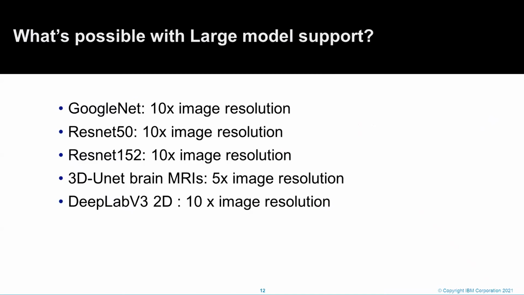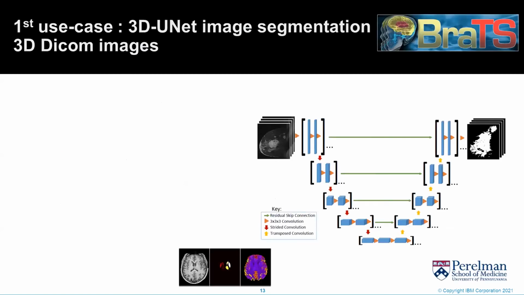So it allows you to handle a higher resolution. You can see some numbers here. For GoogleNet, it's 10x. For 3D UNet, it's about 5 to 8x. So usually it's this order of magnitude, and you can really handle larger image resolution. I've put some use cases here. I'm going to go through them very rapidly because we are running out of time.